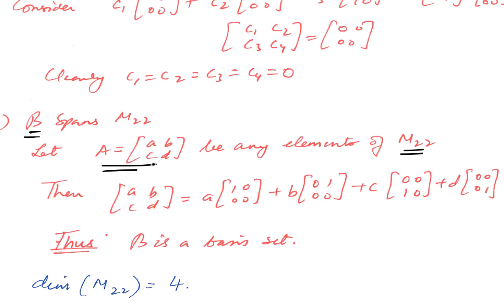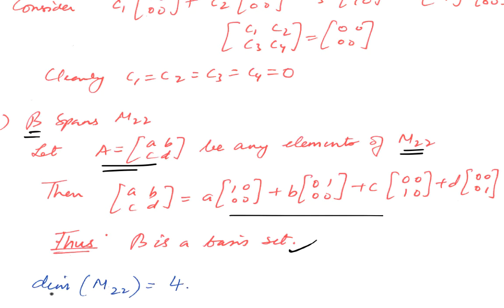So clearly, if you look at this one, it can be written as A times [1, 0, 0, 0], B times [0, 1, 0, 0], plus C times [0, 0, 1, 0], plus D times [0, 0, 0, 1]. So clearly, if I take any general element, every element can be written as a linear combination of the basis set. And hence, B satisfies both conditions, and it is a basis set.